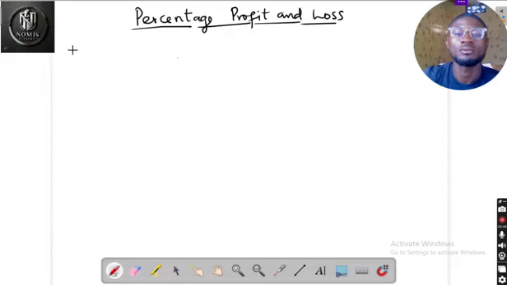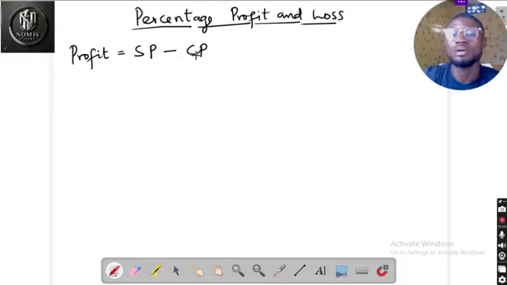By formula, profit is selling price minus cost price. The amount you bought something and the amount you sold it. Selling price is the amount you sold it, cost price is the amount you bought it, or what it cost you to get it. So if I have a greater selling price, then definitely I'll have a profit.